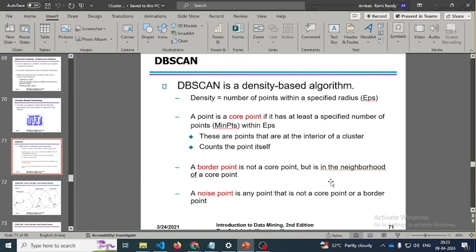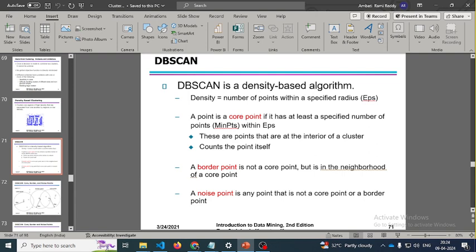Then inside this high density, some clustering will be DBSCAN, okay. So DBSCAN is a density based algorithm. Density means the number of points within the specified radius. You are going to specify some radius, and within the specified region the number of points present, you may call it density.